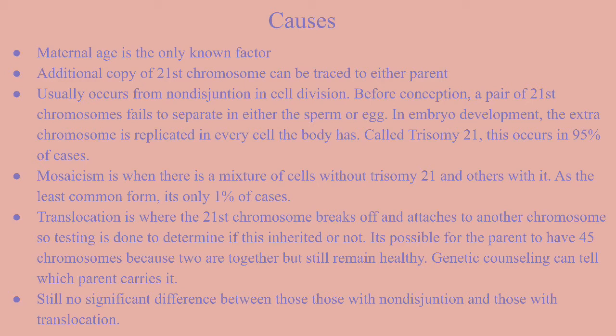It's possible for the parent to have 45 chromosomes because 2 are still together, but remain healthy anyway and have no symptoms. Genetic counseling can tell which parent carries translocation. There's still no significant difference between those with non-disjunction and those with translocation because the symptoms are still the same.